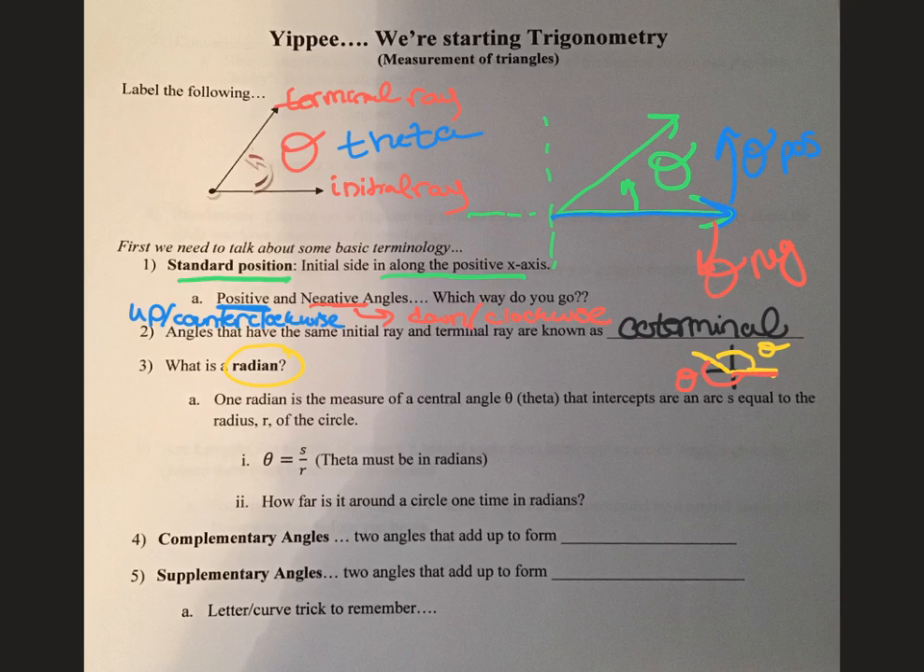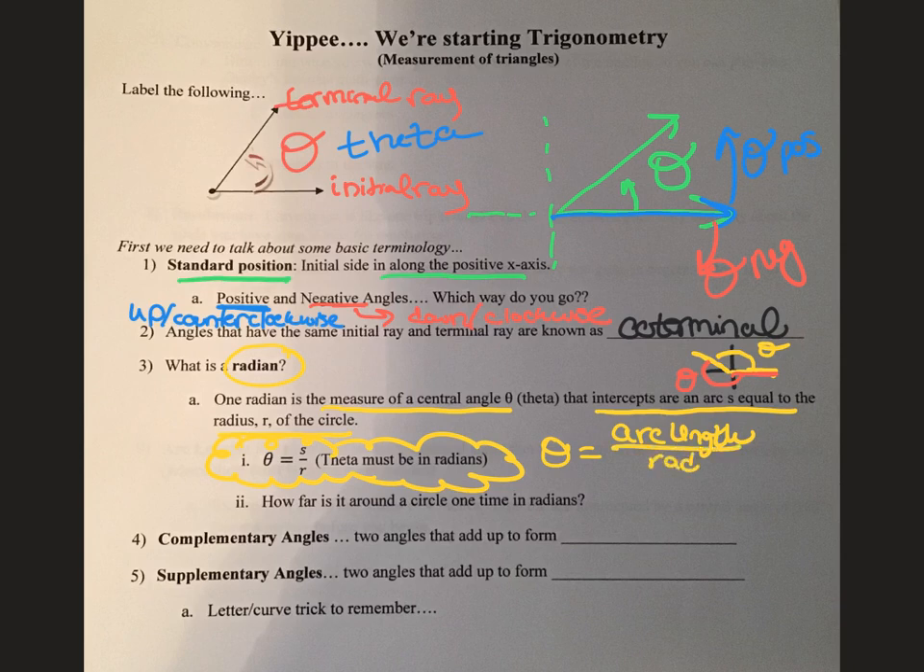So a radian is the measure of a central angle, and that measure intercepts an arc S equal to the radius of the circle. This right here is my magic formula. My theta is equal to S, some arc length, divided by the radius.